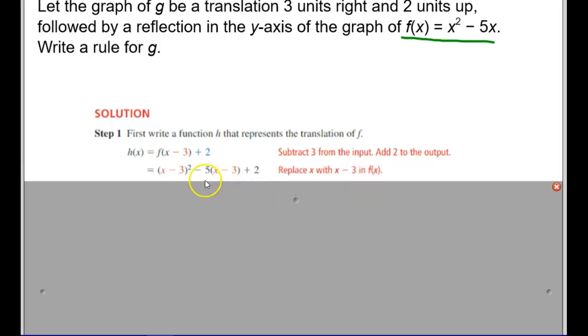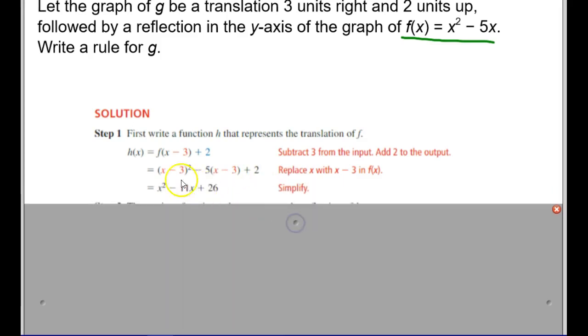Okay, so now I can simplify a little bit. Everywhere in my original equation where I had an x, I substitute this in. I substitute my x minus 3 in, and then at the end I add that plus 2. Then I multiply these out and simplify.